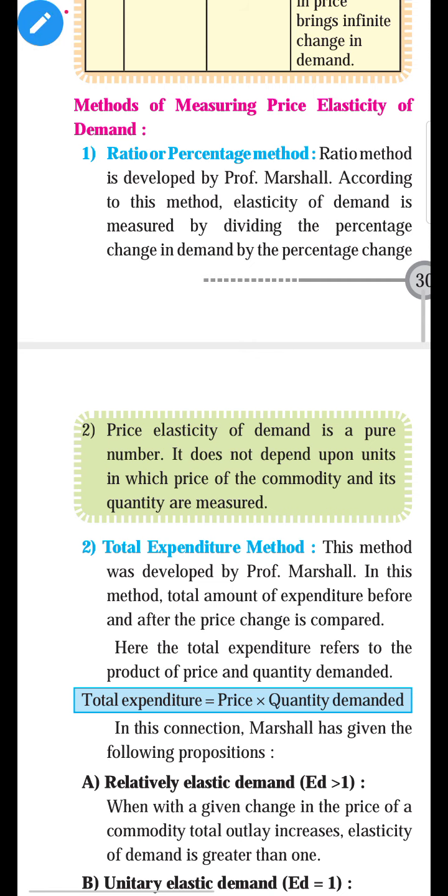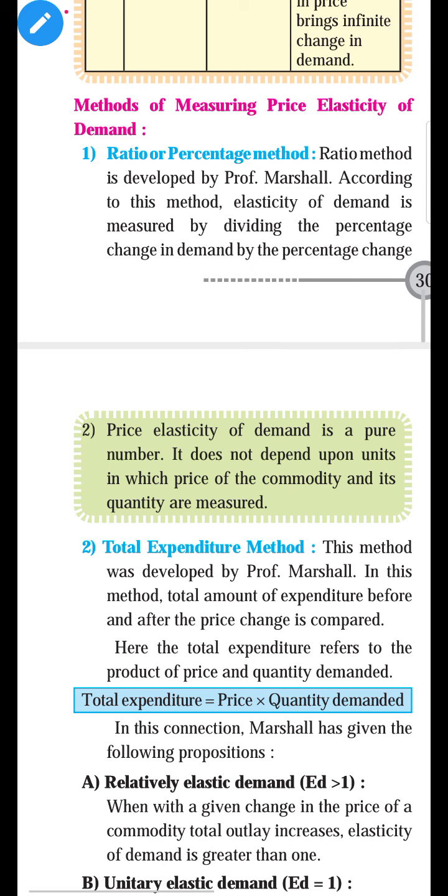The first method is the ratio method. The ratio method was also given by Dr. Marshall, and according to him, the ratio method is also called the percentage method. Why it is called the percentage method, I will give you the reason while teaching the point. The percentage or ratio method is the ratio of percentage change in quantity demanded upon percentage change in price.